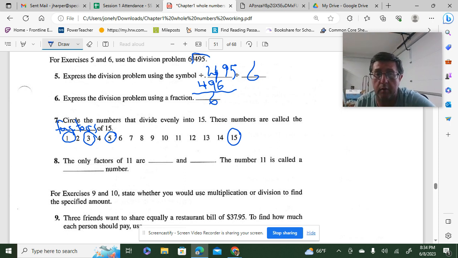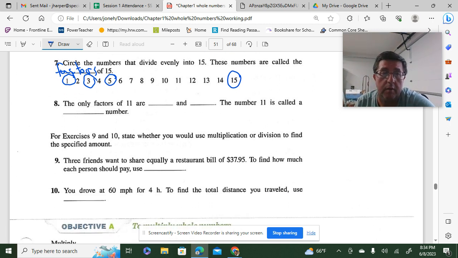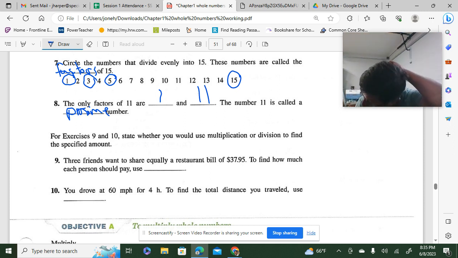So, you should have all the factors by now. The only factors of 11 are 1 and 11. Number 11 is called a prime number. That is, a prime number means it's in its lowest factor already.